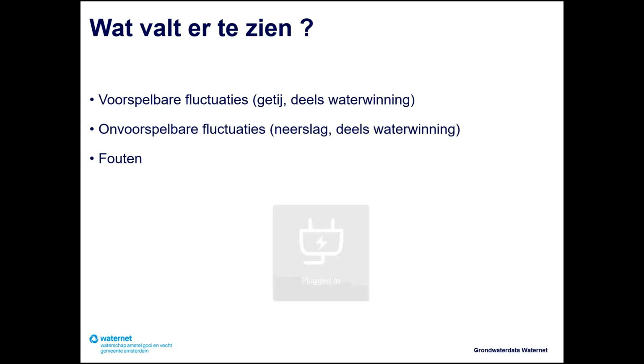I hope it's good. So, what can we see in those time series? Well, we see the fluctuations we expect: tidal things and some parts of the water supply because we drive it ourselves. Then you have harder to predict things like precipitation or other things, maybe also air pressure, and also parts of the water supply we can't predict. And of course, a lot of errors.